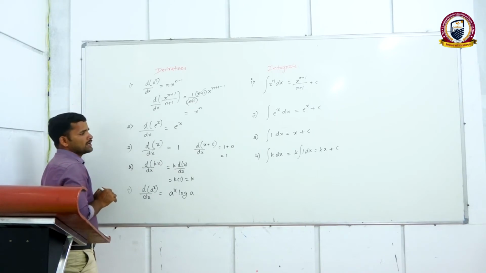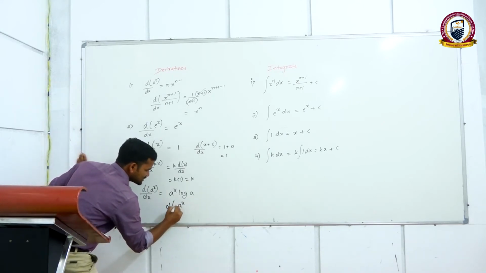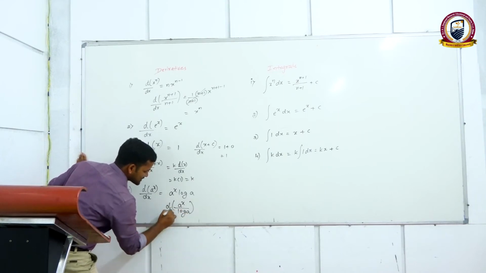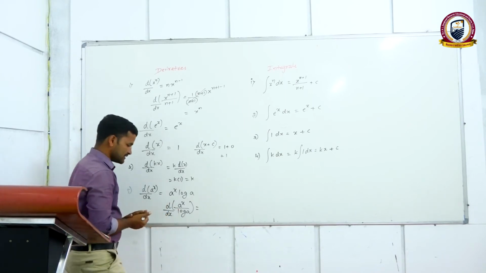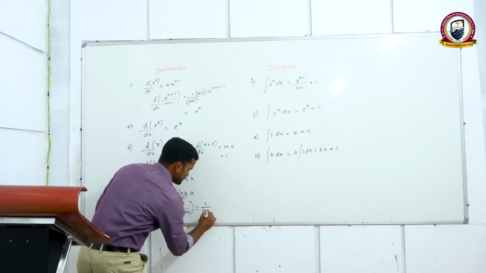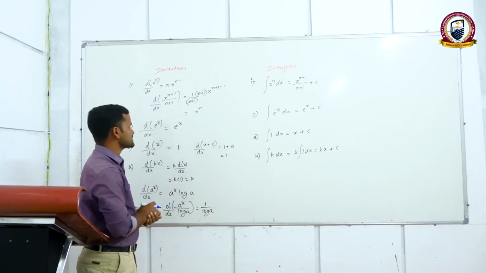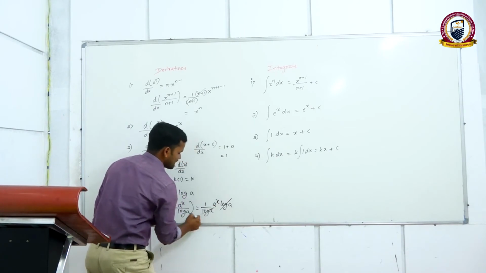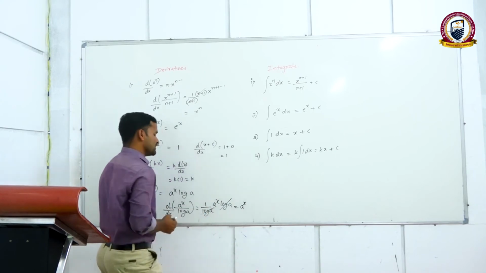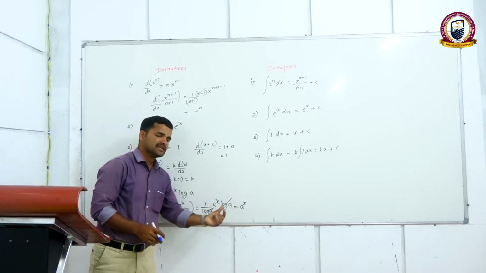Now I want to find the integral of a raised to x. What happens to the integral of a raised to x? To derive that formula, let me differentiate a raised to x by log a with respect to x. Here x is the variable, a is the constant part. We keep this 1 by log a outside as it is, and the differentiation of a raised to x is nothing but a raised to x into log a. Log a gets cancelled. We have a raised to x. So I got the differentiation of a raised to x by log a as a raised to x.